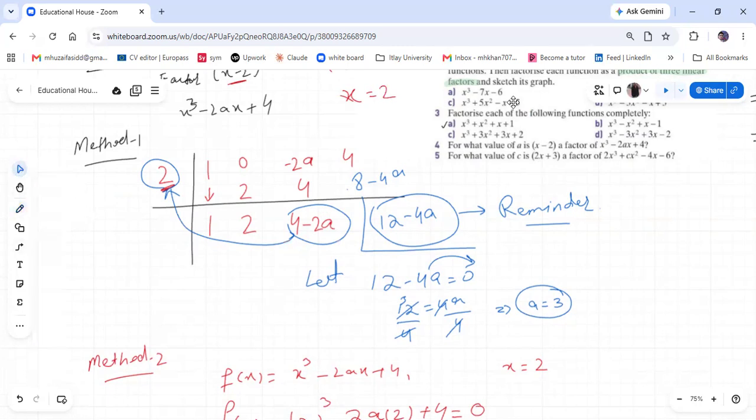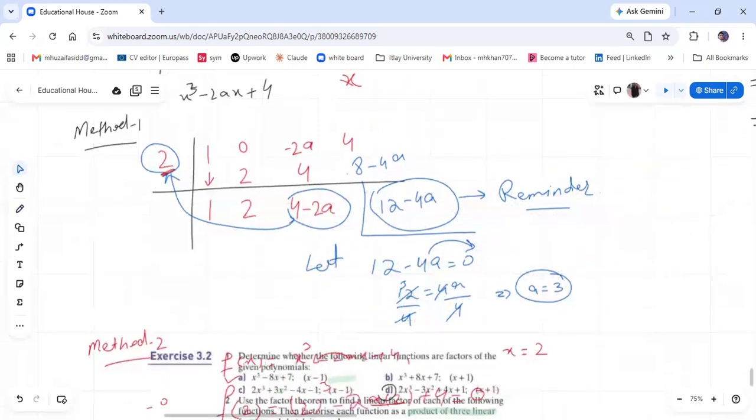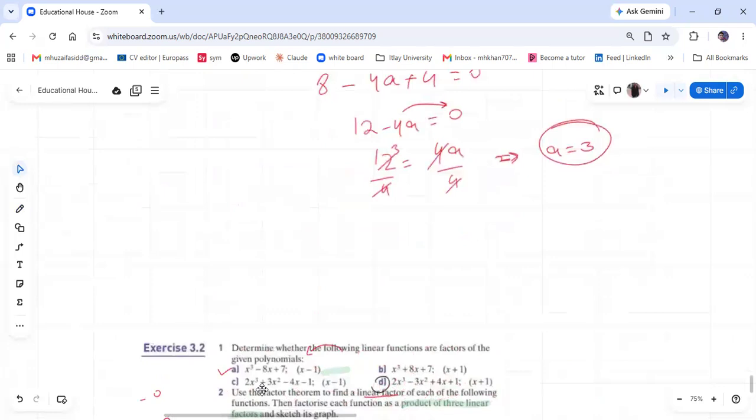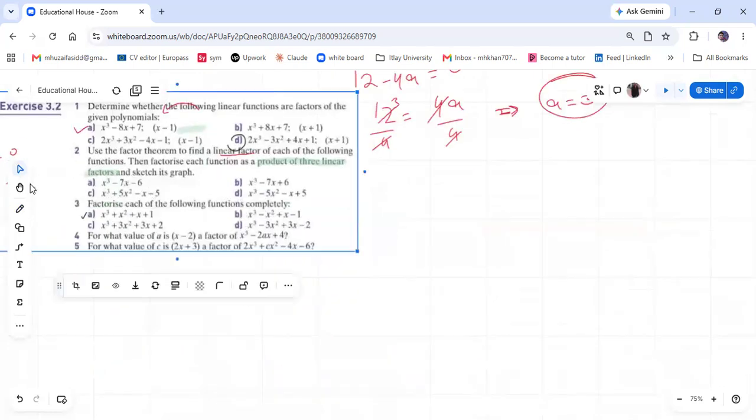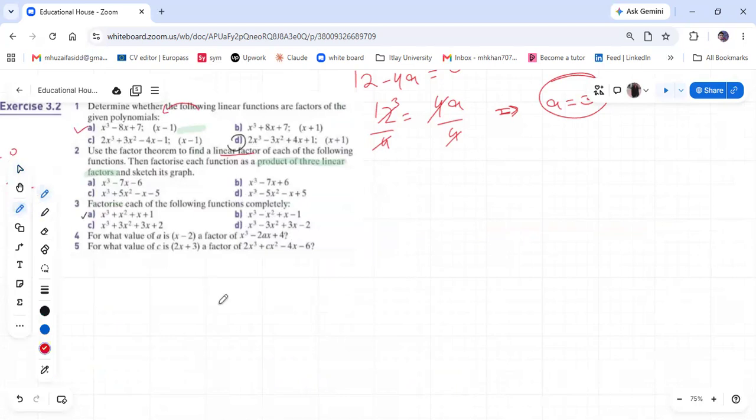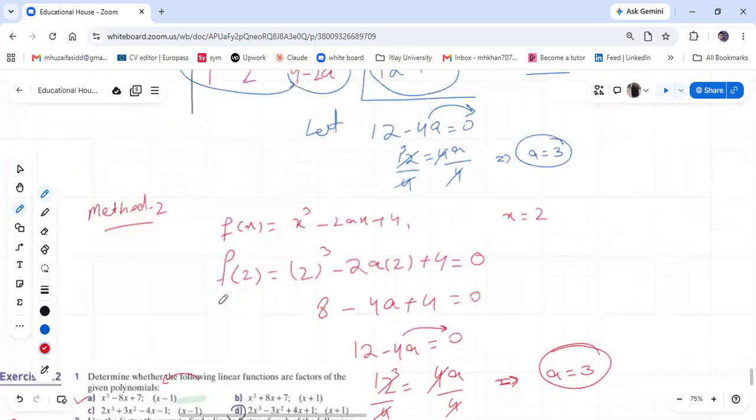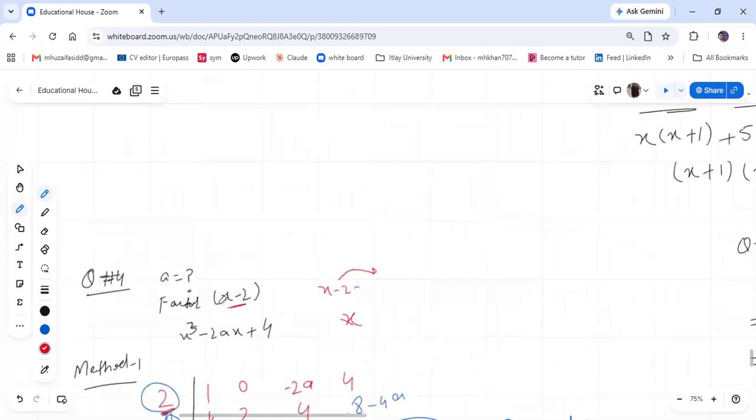Okay. Now we are moving to the second last problem of this exercise. This is exercise 3.2, question 5. For what value of c? We are finding c, where this is a factor of the equation. So our equation is f(x) = 2x³ + cx² − 4x − 6.